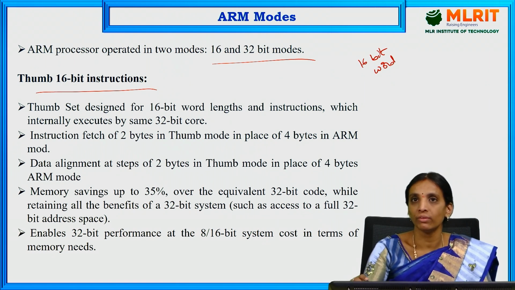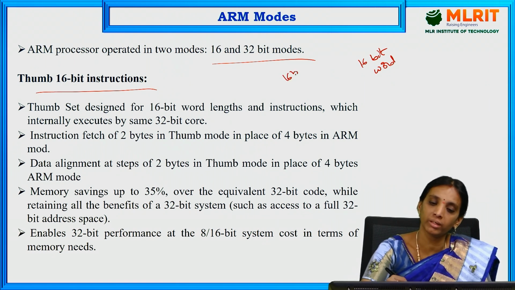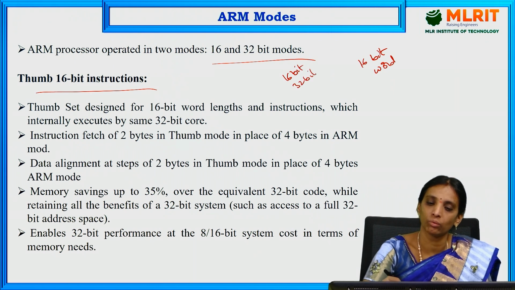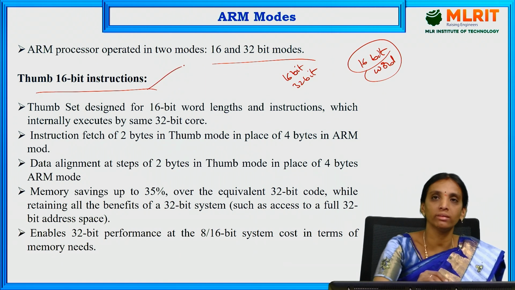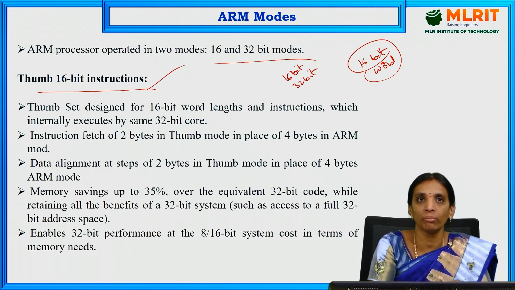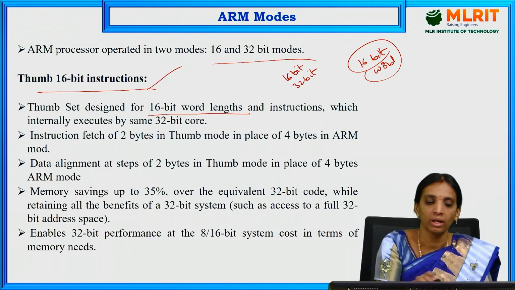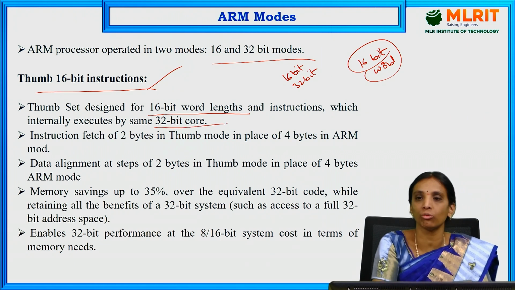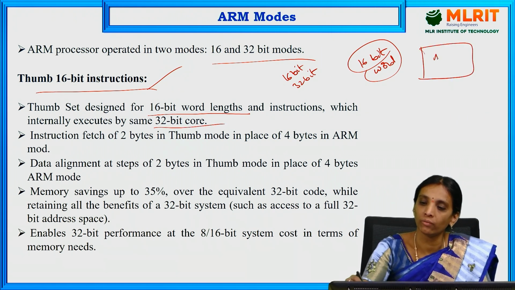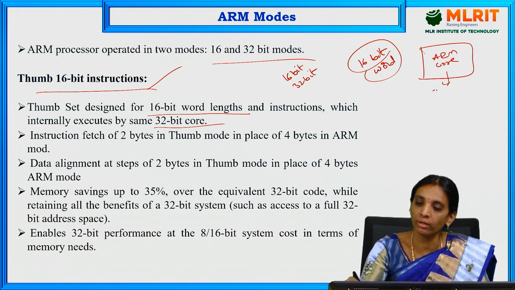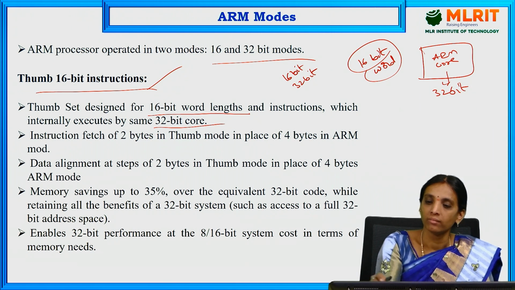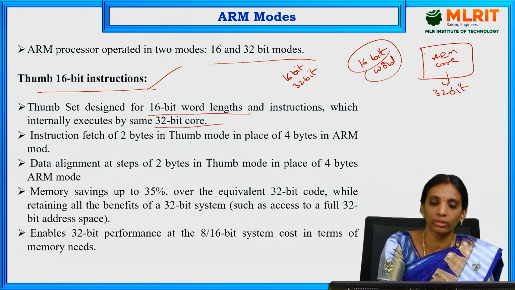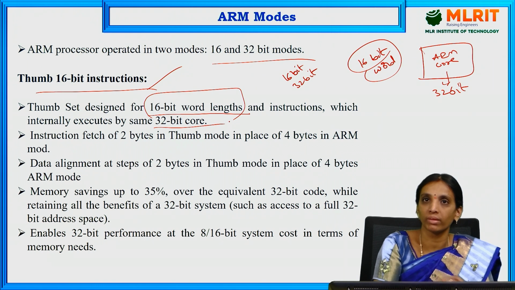The ARM processor can be operated on 16-bit data and 32-bit data also. If the data is a 16-bit word, then we have to use the thumb 16-bit instructions. The thumb set is designed for 16-bit word length and is executed by the same 32-bit core. That core of the ARM processor is capable of executing 32-bit instructions, but with the same core we can execute the 16-bit word length instructions also.